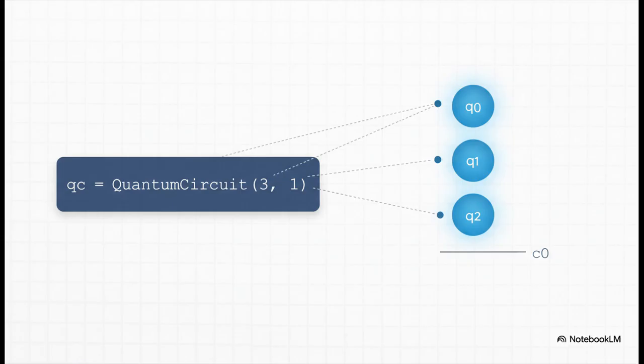We just import QuantumCircuit from the Qiskit library. And then this line of code right here, it's super simple. We're just creating a new circuit and telling it, hey, I'm going to need 3 qubits to do the quantum stuff and 1 classical bit to write down the final answer. Think of the qubits as your calculators and the classical bit as your piece of paper.